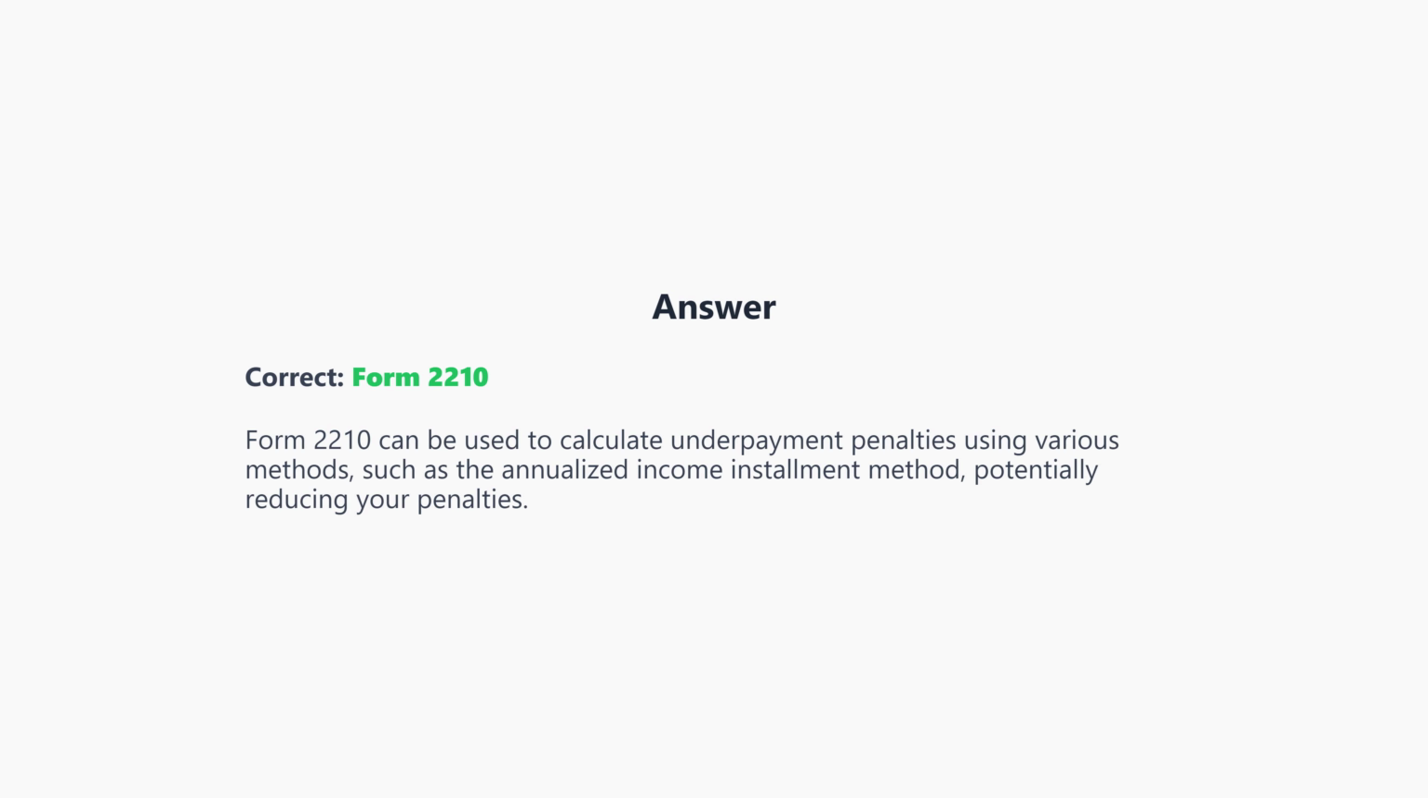The correct answer is Form 2210. This form provides various calculation methods, allowing taxpayers to demonstrate timely payments and potentially reduce penalties.